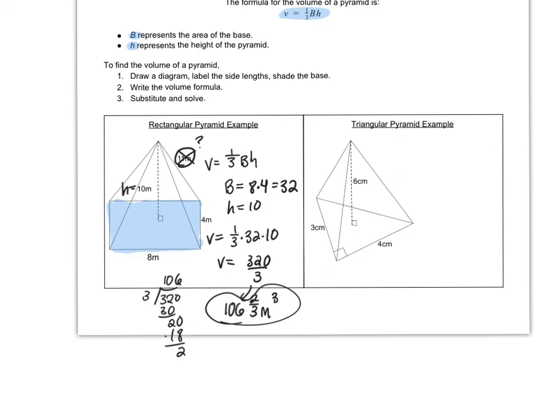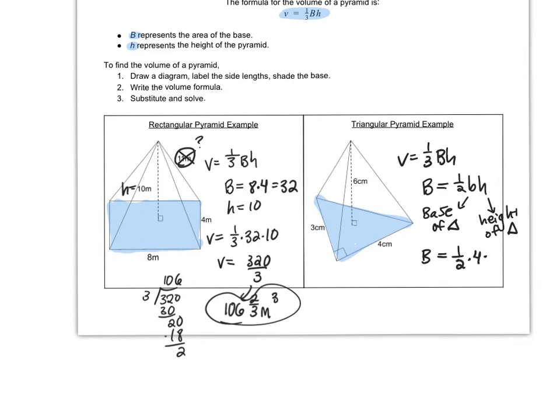Now let's try the triangular pyramid. So my formula is the same, although the shape of my base is different here. So to find the area of the base, the area of that triangle that's my base here, I'm going to do 1/2 times the base of my base times the height of my base. Little b is talking about the base of the triangle, and little h here is talking about the height of the triangle. So this means that I'm talking about 1/2 times 4 times 3, which is 6. So the area of that triangle that I shaded in, the area of my base, is 6.